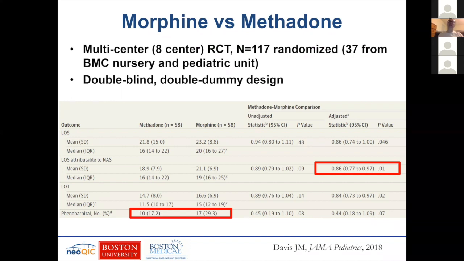I can share that the long-term outcomes of this study were just published recently and showed no difference in the 18 to 24 month developmental outcomes depending on which of the medications they were on. The only difference was that the babies who were in the hospital longer and received phenobarb had worse neurodevelopmental outcomes, and that was the only significant association. So babies that got phenobarb and were hospitalized longer did worse, but otherwise it didn't matter whether you were in the morphine or the methadone group.